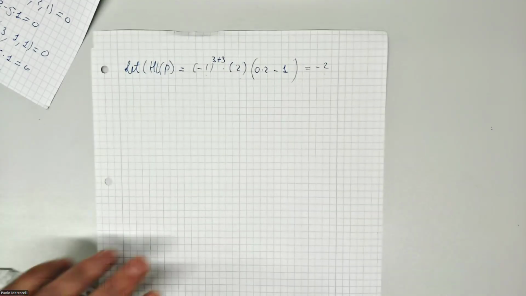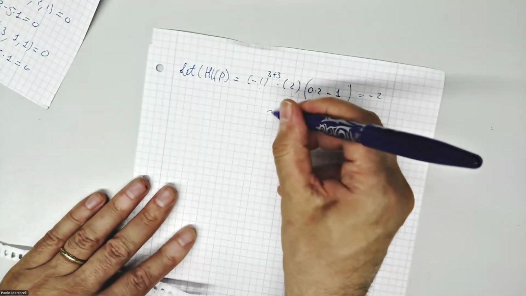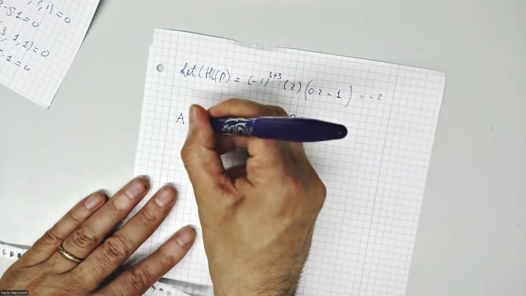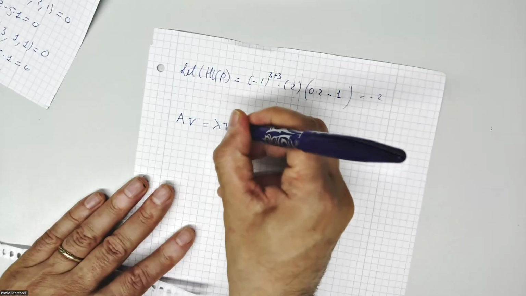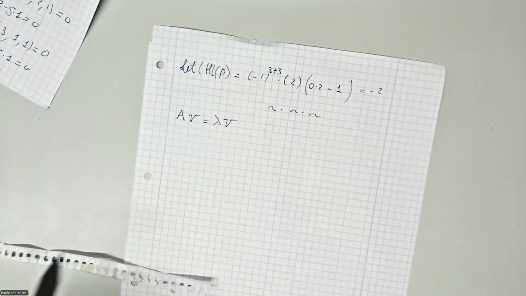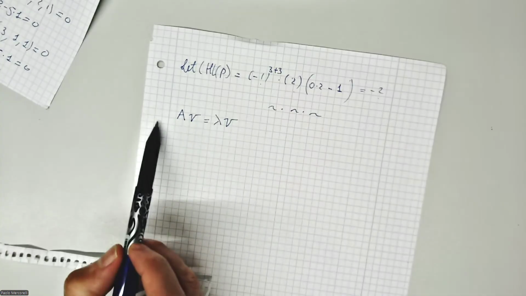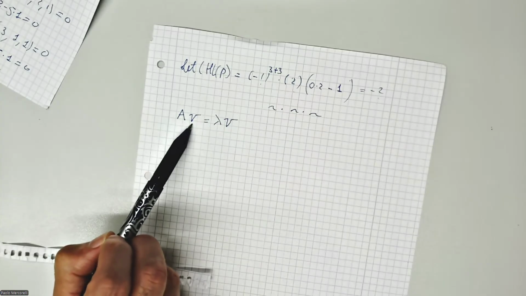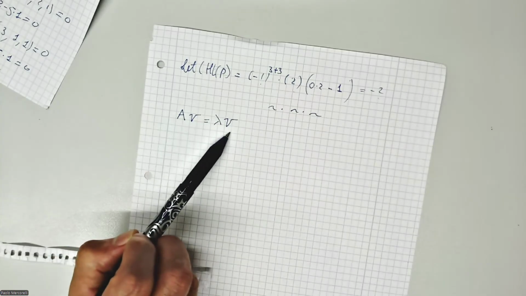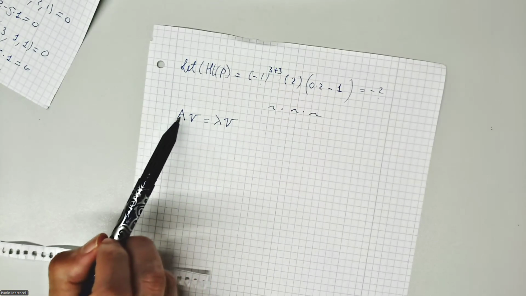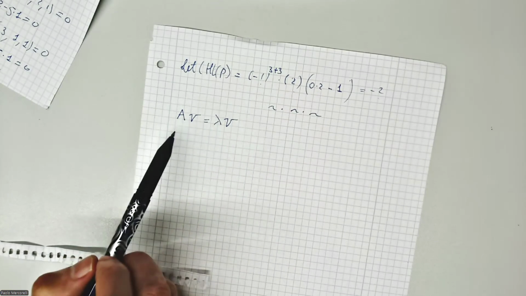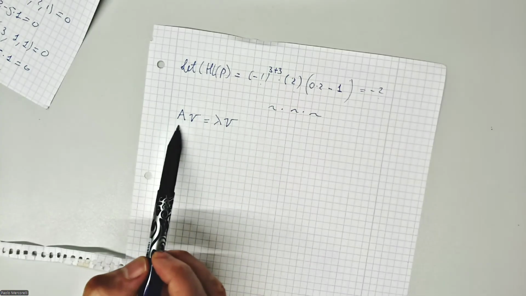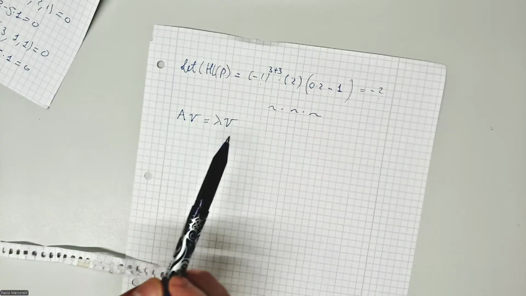But nevertheless, let me tell you something, because it could be useful. This is the definition. A little bit about the meaning of the definition. A multiply V equals lambda V. What does this expression recall in your opinion? A dot V equals lambda V.